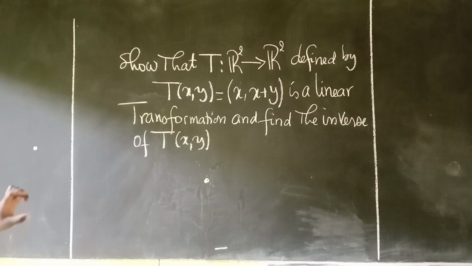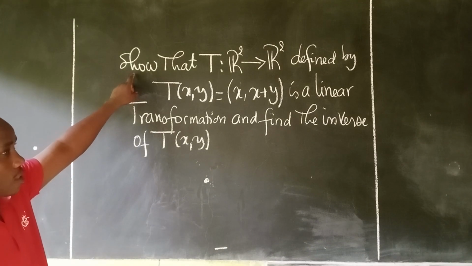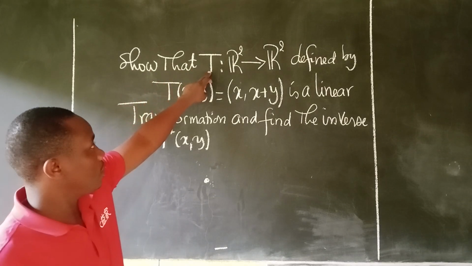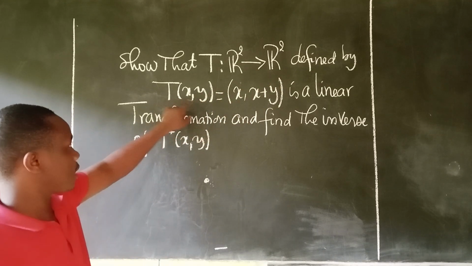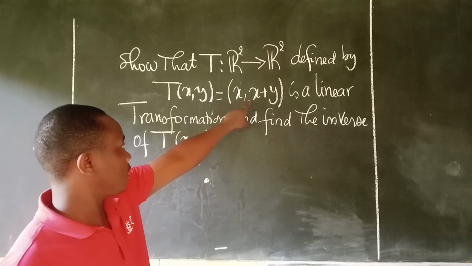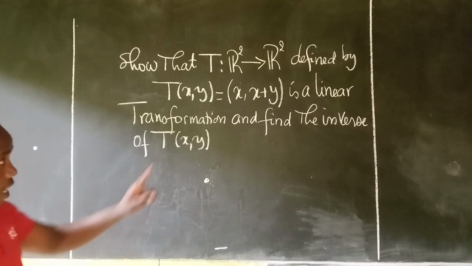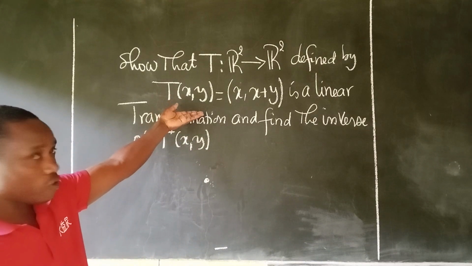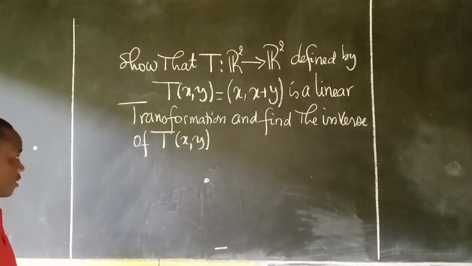Here we have a question which asks us to show that the mapping T that maps R2 to R2 defined by this transformation T(x, y) = (x, x + y) is a linear transformation. And we are also asked to find the inverse of this transformation T. The answer.